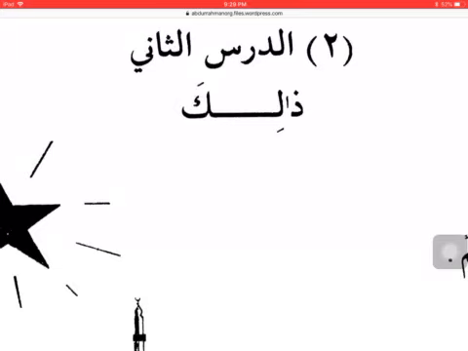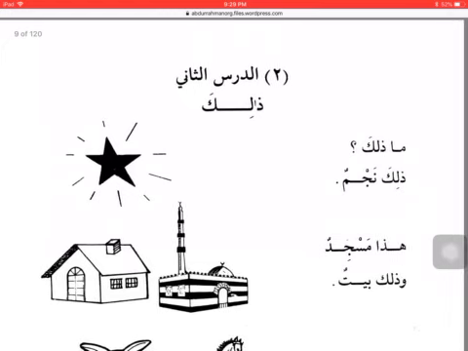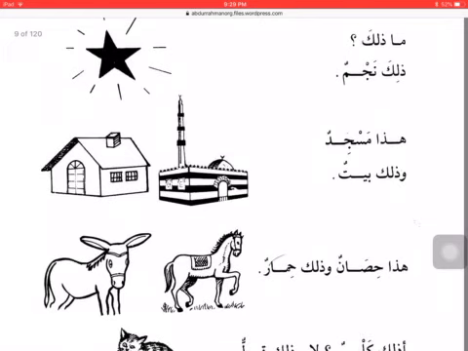It is used to point to something that's far from us. So in English, the counterpart would be that. Dhalika, that. It's the term for it is ismul ishara lil ba'id, the pointing noun for far. The term for hada was ismul ishara lil qarib, pointing noun for near. This, hada, that, dhalika. Ma dhalika. Ma means what? Dhalika means that.